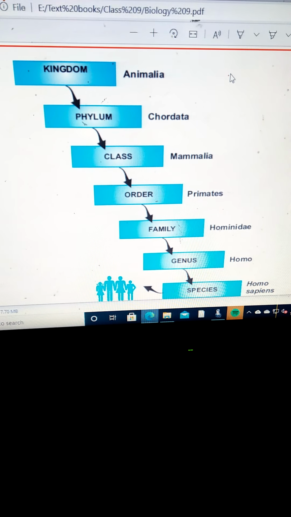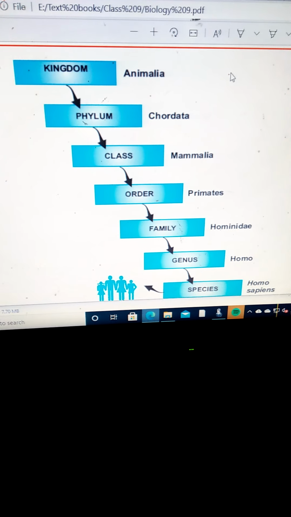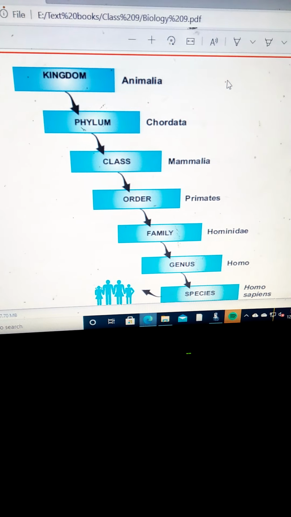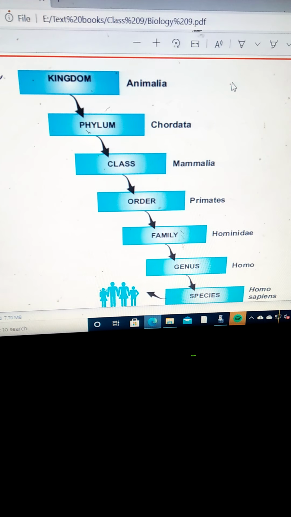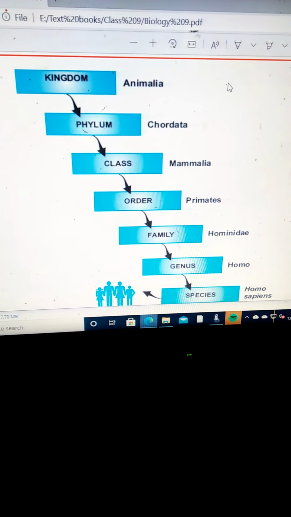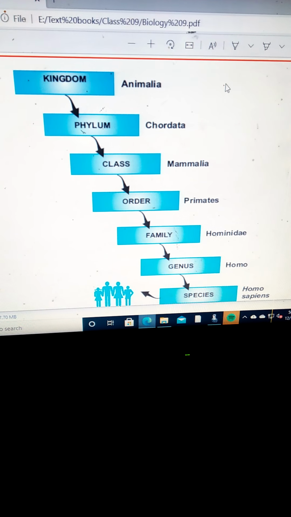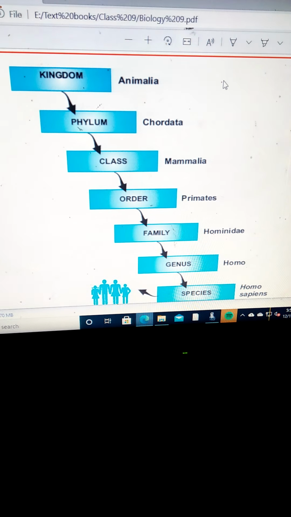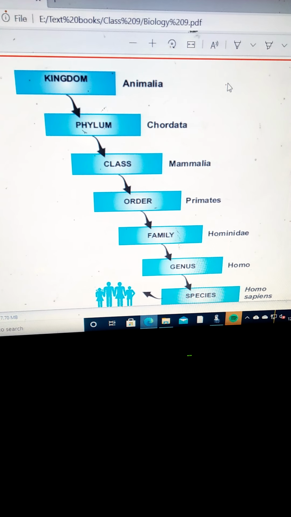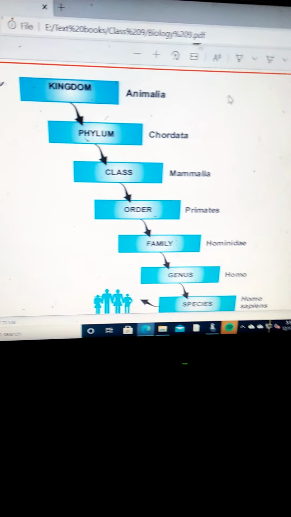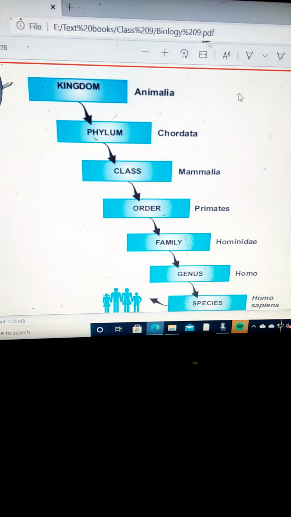termed as taxonomic hierarchy. In the diagram that you see, kingdom is the biggest category and species is the smallest category. You can see in this diagram, we move from top to bottom, from biggest to smallest.